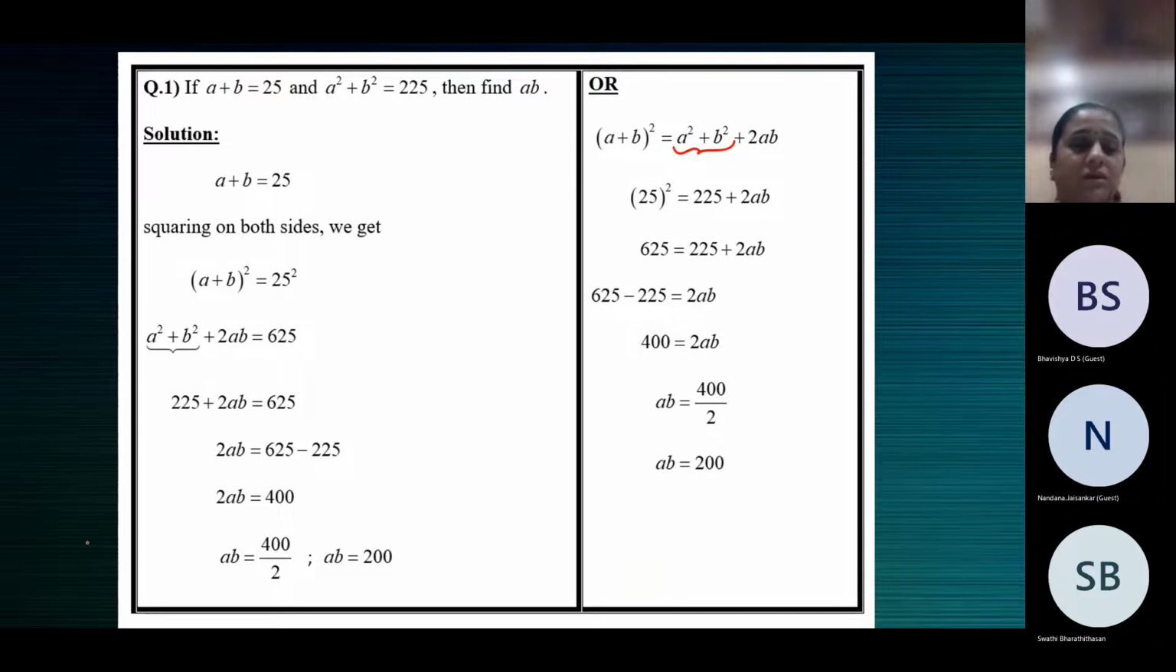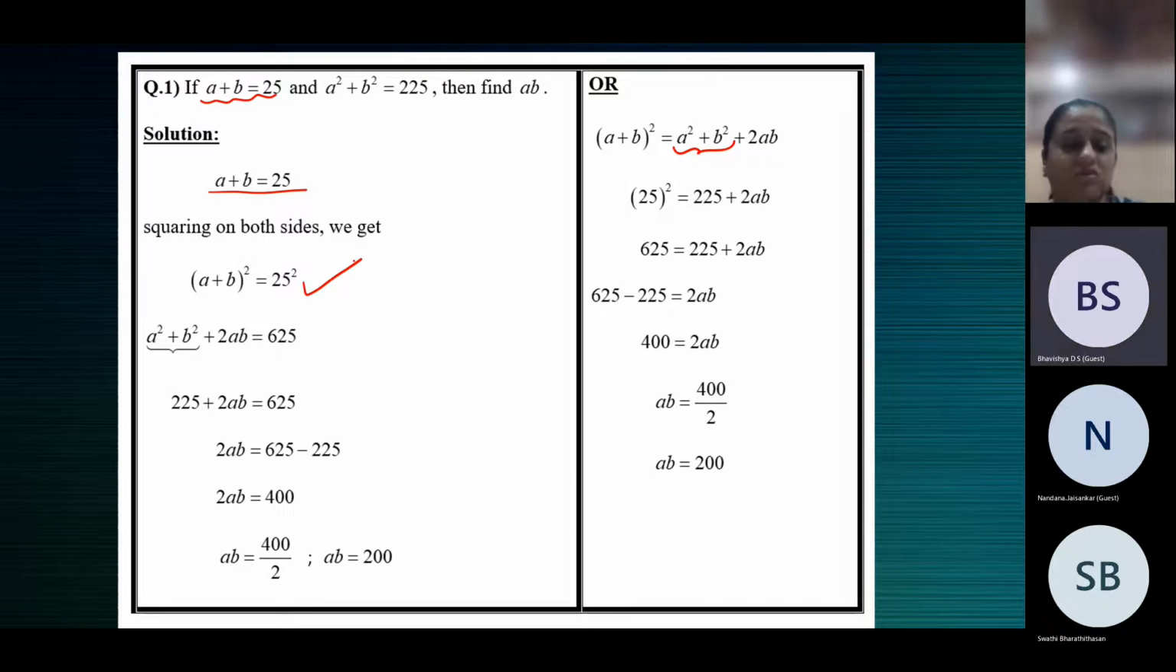Okay. Now see here. This information is given: a plus b is equal to 25. First write that information. Now square this on both the sides. When you square on both the sides, what do you get? (a plus b) the whole square is equal to 25 square. You understood this? Yes, ma'am.